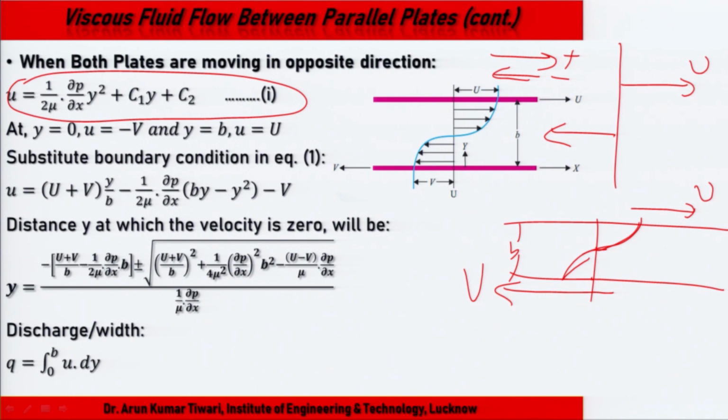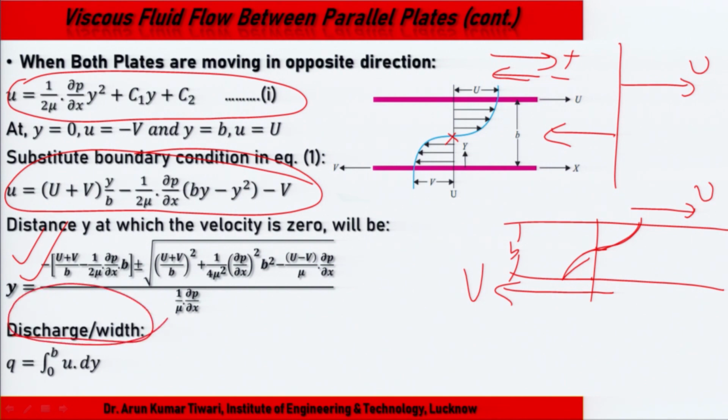If you calculate C 1 and C 2 and substitute in this equation, you get this equation, and from it you can calculate phi y. This is the very fundamental equation. By this, at what distance y the velocity is 0, you calculate at what point the velocity is 0. Then we calculate discharge per unit length.